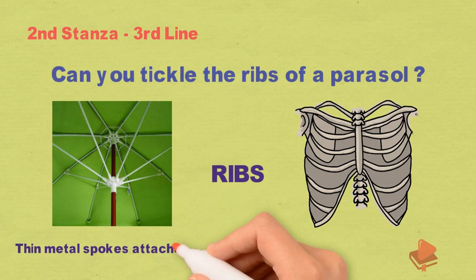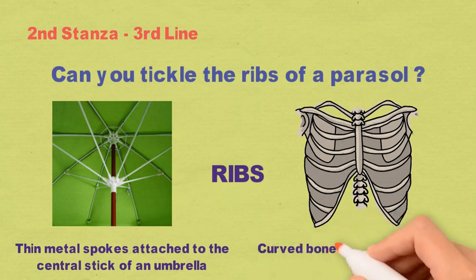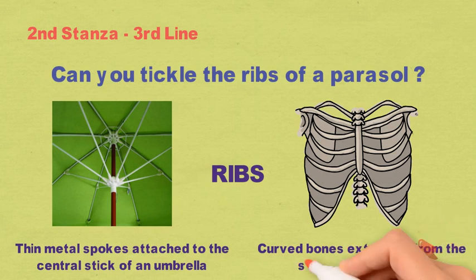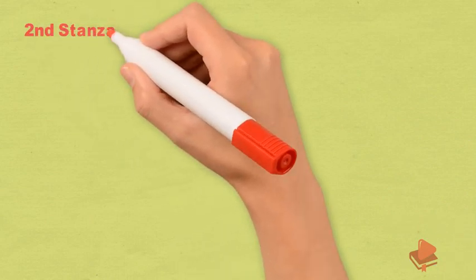On one side, it means thin metal spokes attached to the central stick of an umbrella, and on the other side, the ribs mean curved bones extending from the spine to the sternum. That means ribs is called a homograph in this line. Let's move ahead and see the next lines.